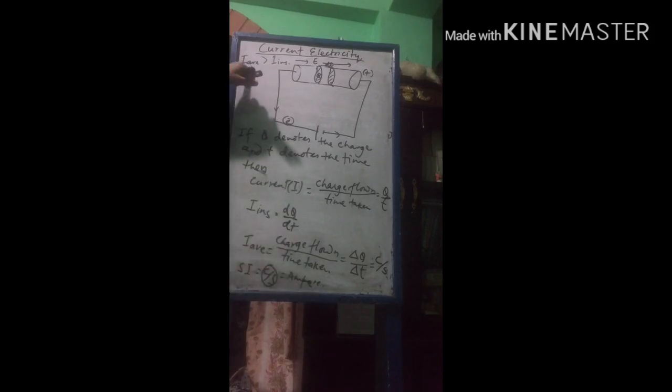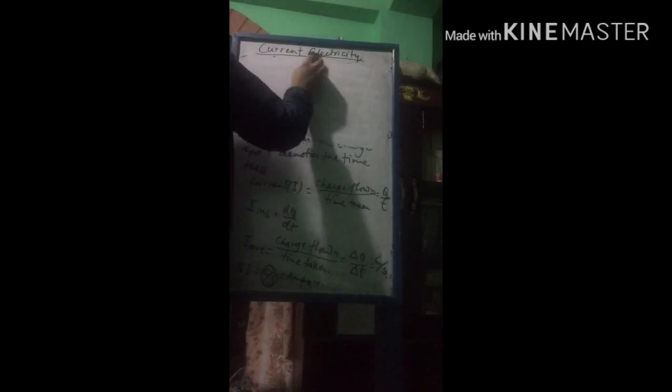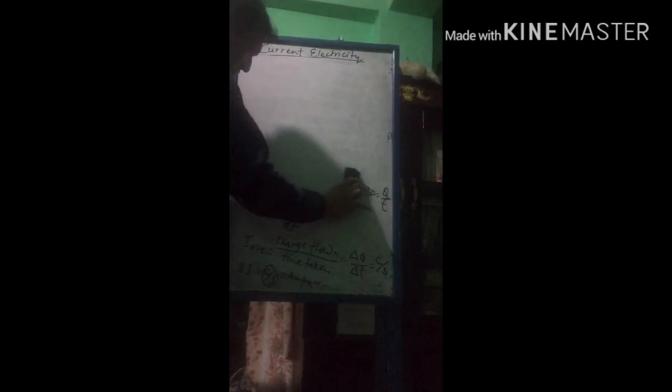And what is instantaneous current? What is average current? You should know. So what is current? Don't get confused. Current is a flow of charge. Generally, current is neither a vector quantity nor a scalar quantity.